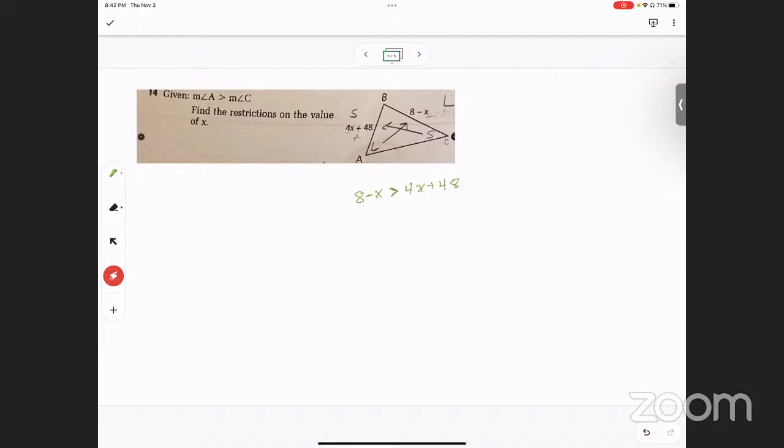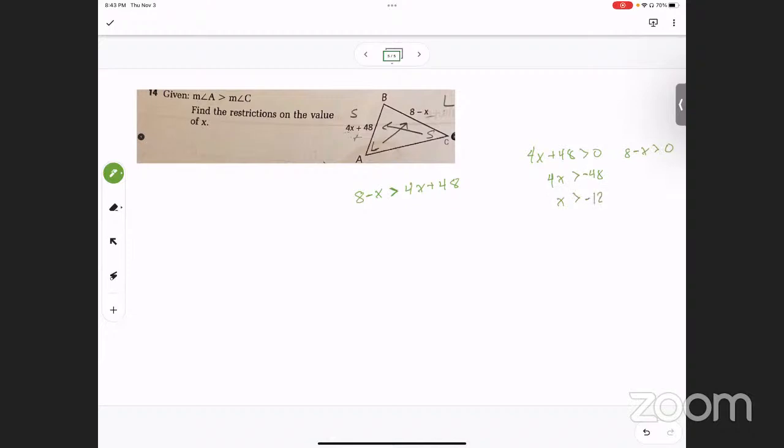I think what I would tend to do is write that they have to be positive. So 4x plus 48 has to be greater than 0, and 8 minus x has to be greater than 0. And then just solve both of those. You don't need to use both of those probably, but you'll figure out which one you'd want to use. So 4x has to be greater than negative 48, so x has to be greater than negative 12.